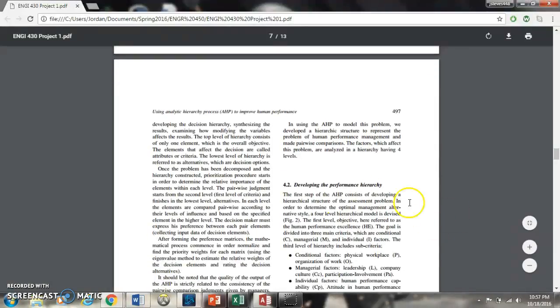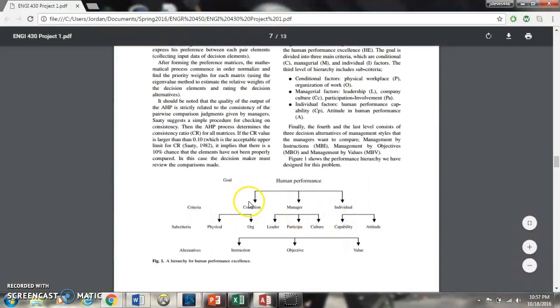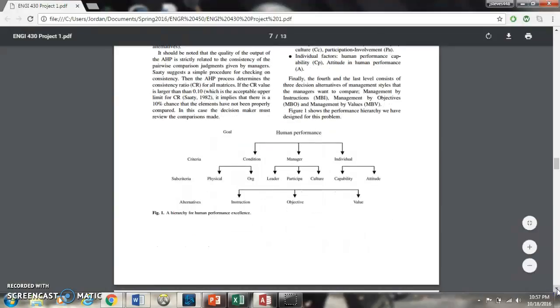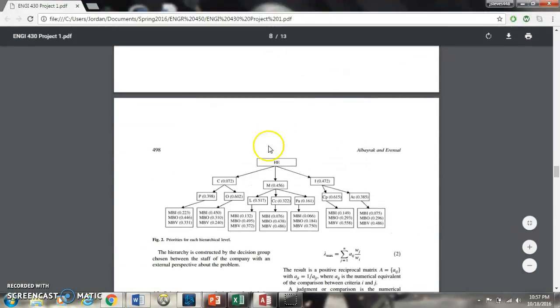Developing the performance hierarchy, they just show us here what their hierarchy is: the three main criteria, the sub-criteria, and the alternatives on the bottom, and they all go to the goal, which is human performance. It's a very basic structure of hierarchy. After this, they give the weights of them.